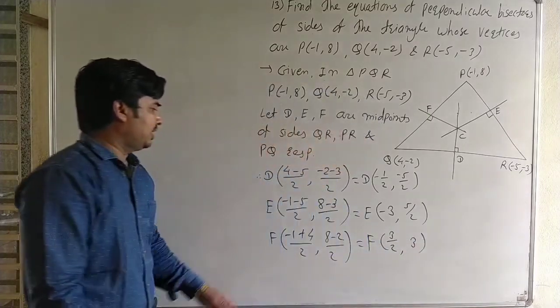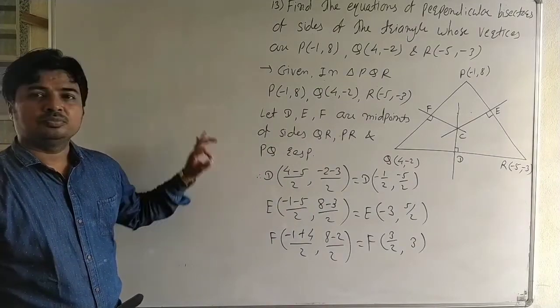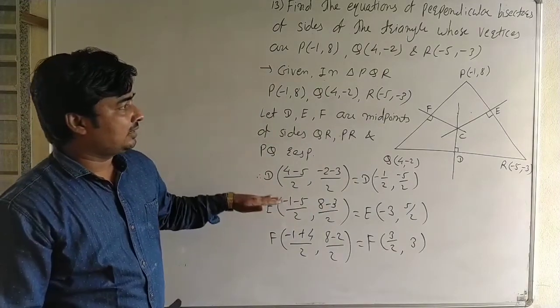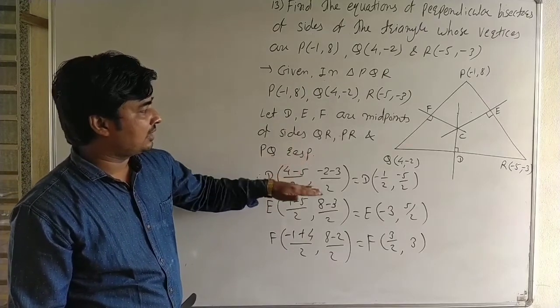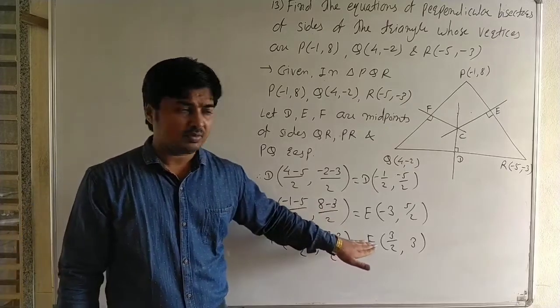Okay, here D, E and F, we want to find the equation of the perpendicular bisector passing through point D, passing through point E and passing through point F.